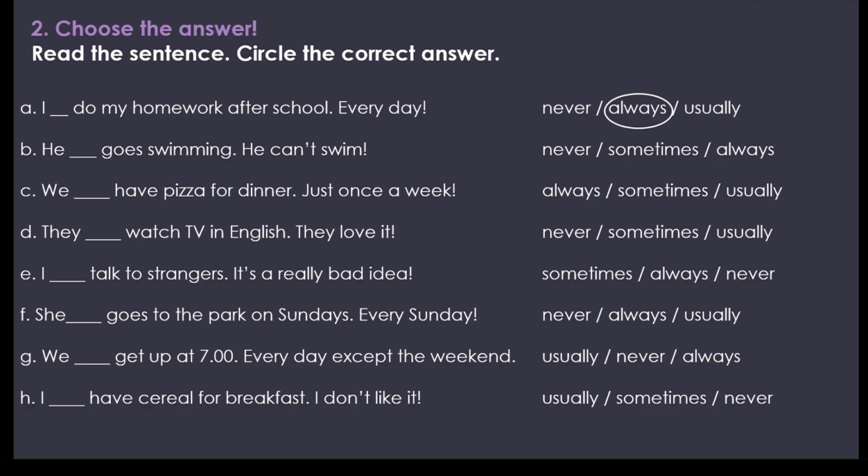And stop. Let's check your answers. Here we have, he goes swimming. He can't swim. So the answer will be never, because he can't even swim. We have pizza for dinner just once a week. So we cannot use always and cannot use usually. So this will be sometimes.